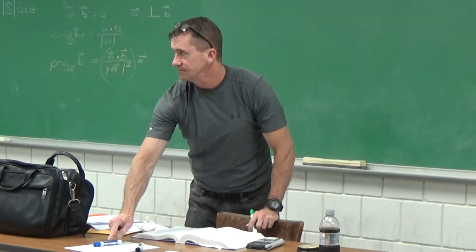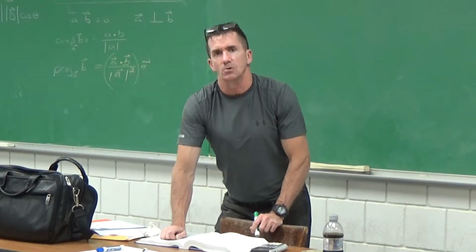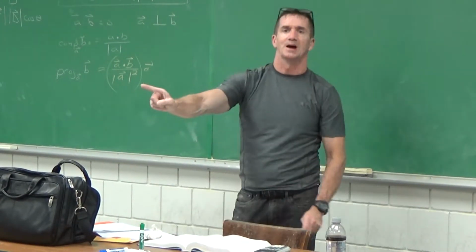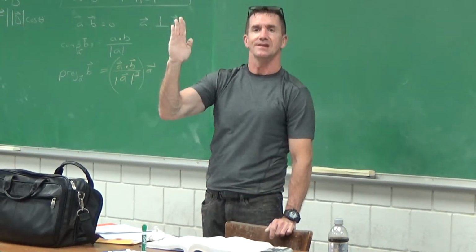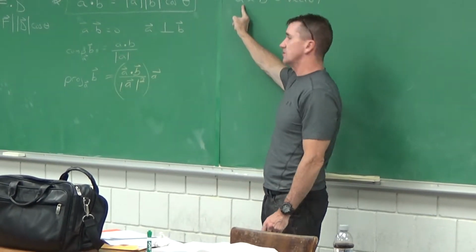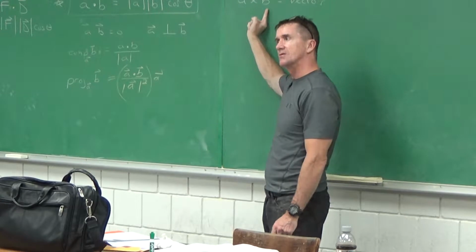Vector A. That's vector B. You know where vector A cross B is? People are doing this right now. I saw at least two or three people go like that. Vector A cross B will be orthogonal to vector A and orthogonal to vector B.